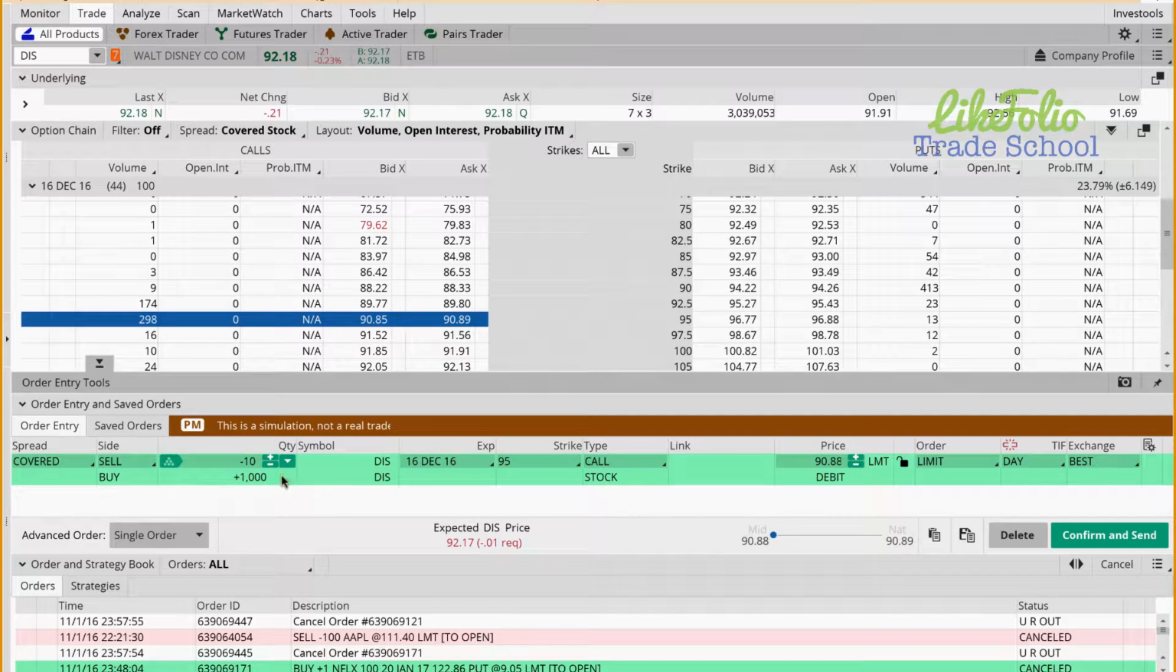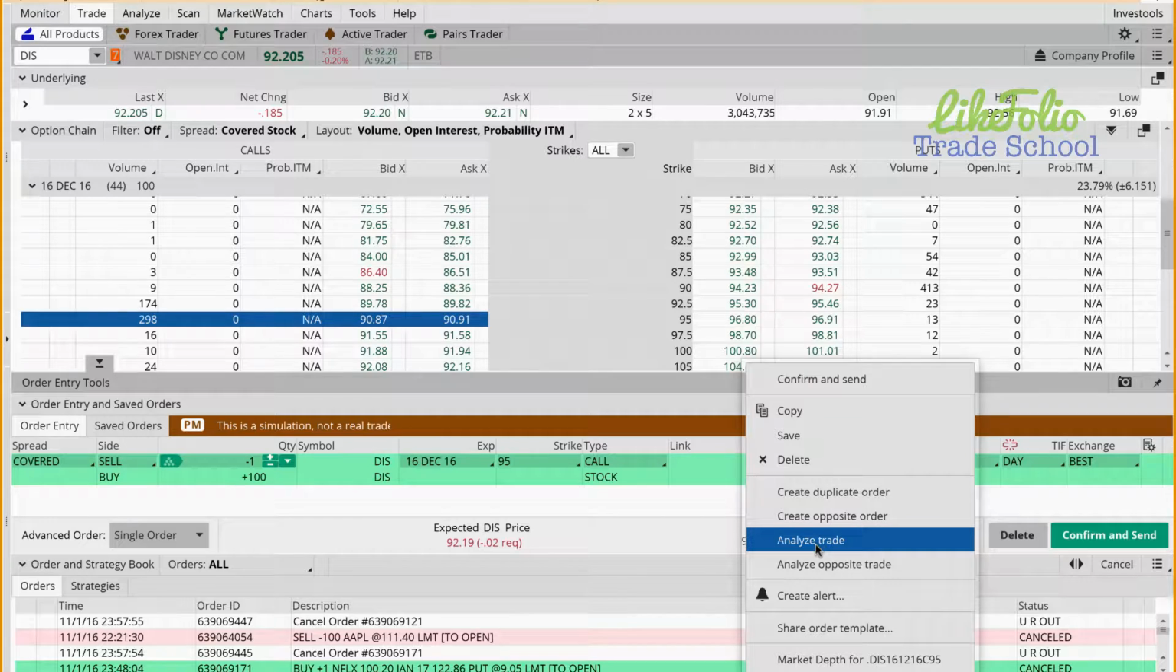So if we click buy, if we click the ask, it's basically going to build exactly what we were trying to build just a moment ago. Let's change this to 1. So we're buying 100 shares of Disney and simultaneously selling one contract of the 95 call. That gives us a 90.90 debit. So it reduces our cost basis. Instead of just outright buying shares for $92.20, we're reducing our overall capital exposure to $90.90.